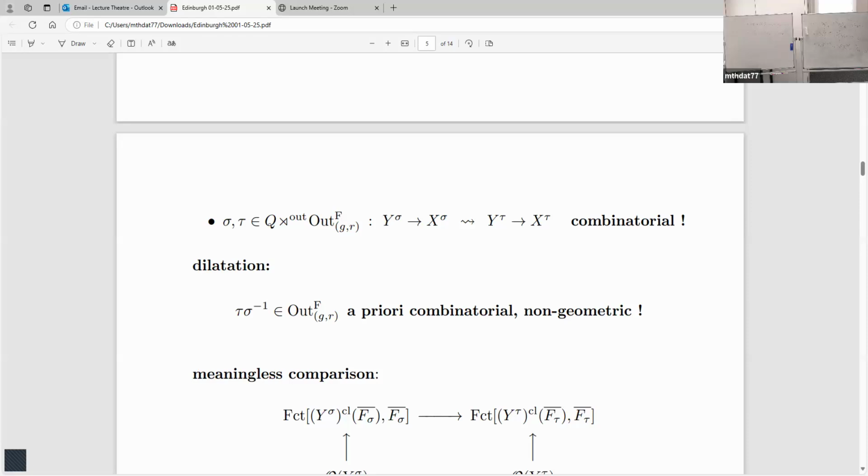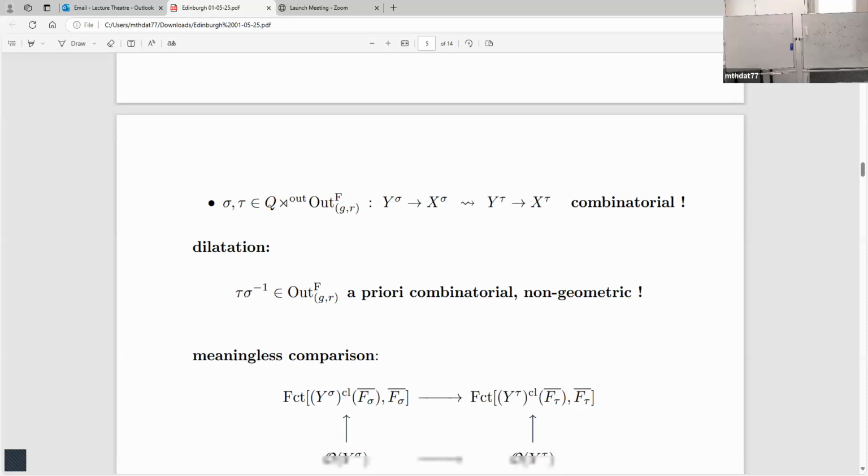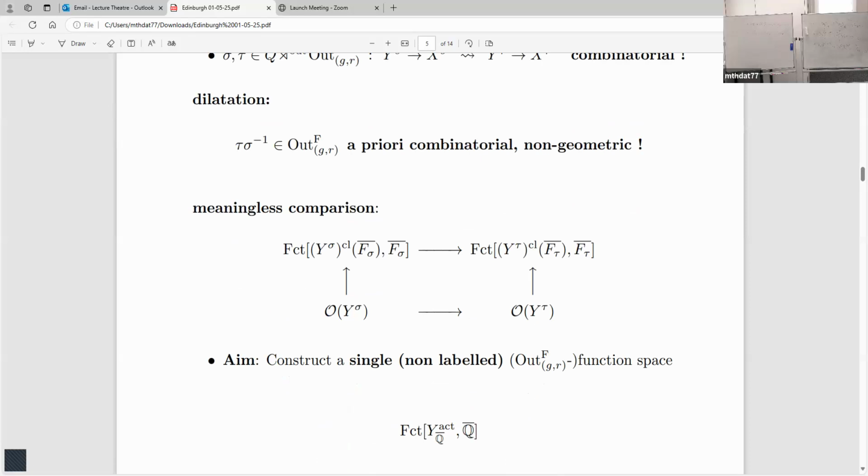So a priori it's not geometric, and this corresponds to the dilation that appeared in the talk by Mochizuki. So this is similar to the dilation which he mentioned and which appears in classical complex Teichmüller theory. So this dilation is a priori combinatorial, not geometric. And what we want to prove, in fact, is that this element is an element of pi mgr. So this dilation is geometric, right?